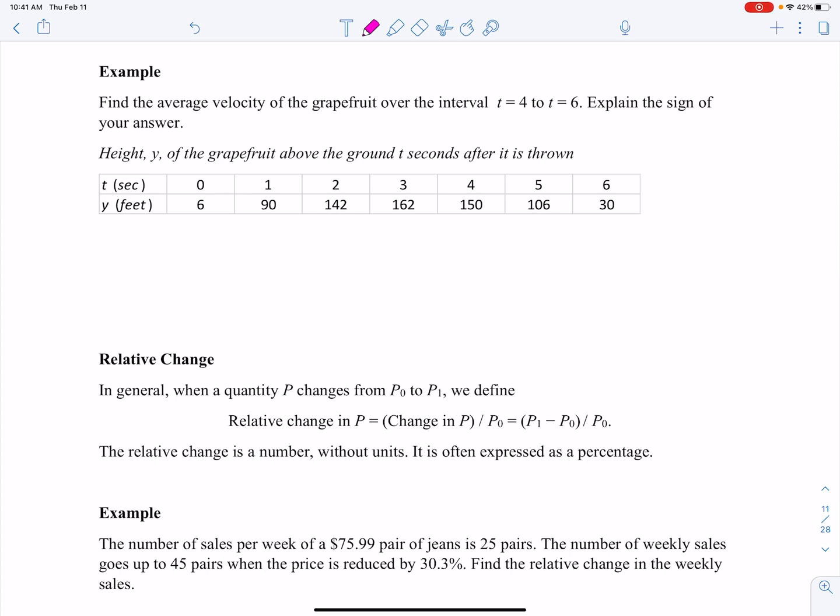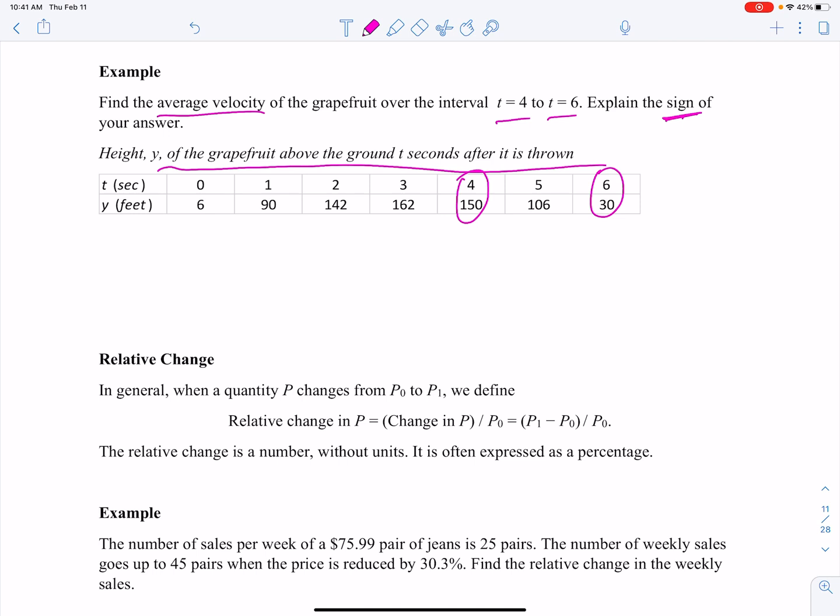Find the average velocity of the grapefruit. Oh, this is height of the grapefruit above the ground t seconds after it's thrown. On the interval from time equals 4 to time equals 6, and explain the sign of your answer. In other words, positive or negative, and what does that mean? Okay? All right. So from 4 to 6, right?